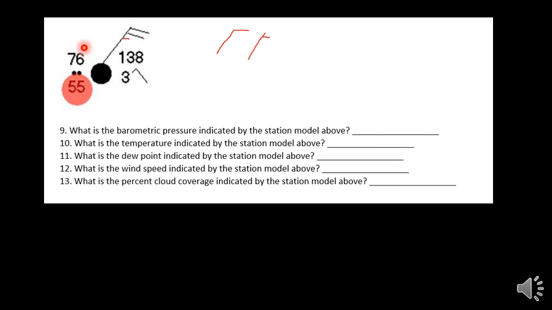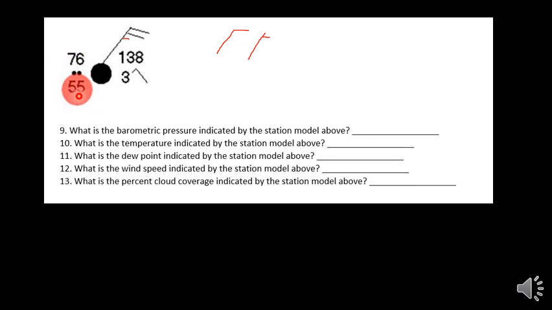The temperature is given up here, and in this case it's in Fahrenheit, 76 degrees Fahrenheit. They usually are Fahrenheit. They can be in Celsius, but in this case we know it's Fahrenheit because 76 degrees Celsius would be extremely hot for a weather station. So this is 76 degrees Fahrenheit.